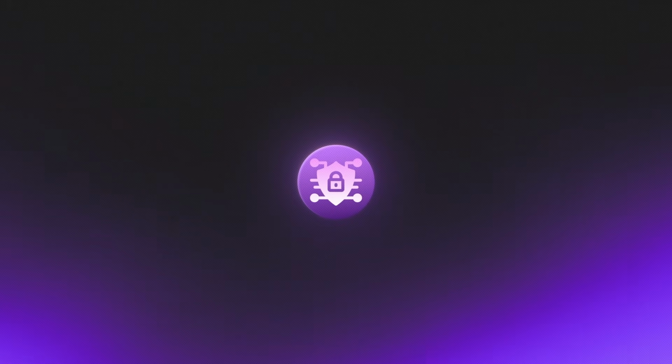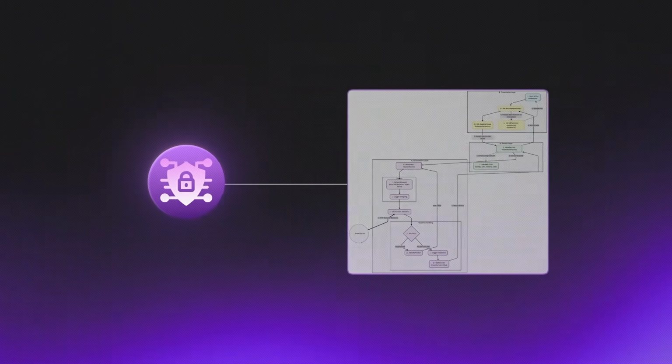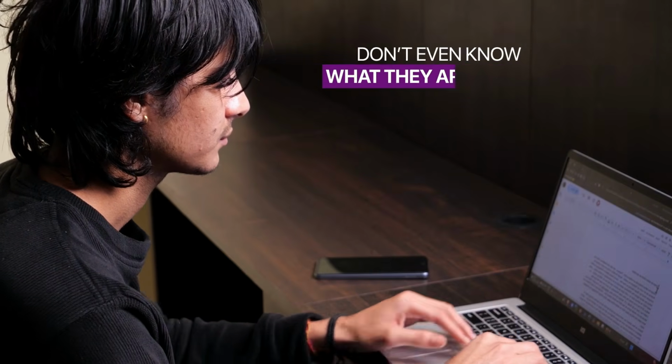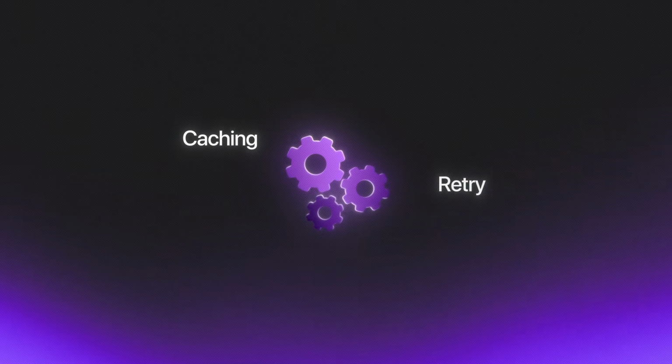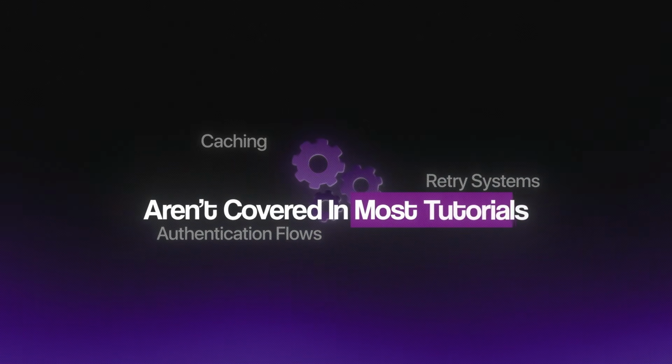On the surface, networking in iOS looks pretty simple, but under the hood, it's actually one of the most complex systems in your entire app and has a massive impact on performance and the overall user experience. And the reality is, most developers today don't even know what they're missing. There are entire systems, caching, retry systems, authentication flows that just aren't covered in most tutorials.